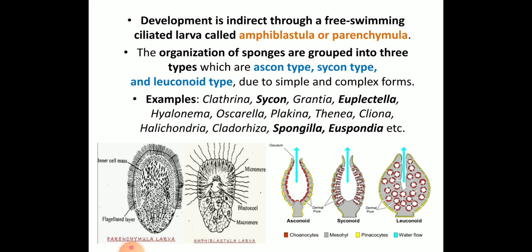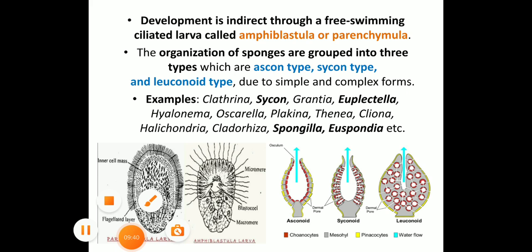And you can find the organization of sponges in different types. In the picture you can see asconoid, syconoid, leuconoid. These are the 3 different types of sponge formation on the basis of the arrangement of cells. For example, do remember Sycon, Euplectella, then Spongilla. At least remember 3 to 4 examples.